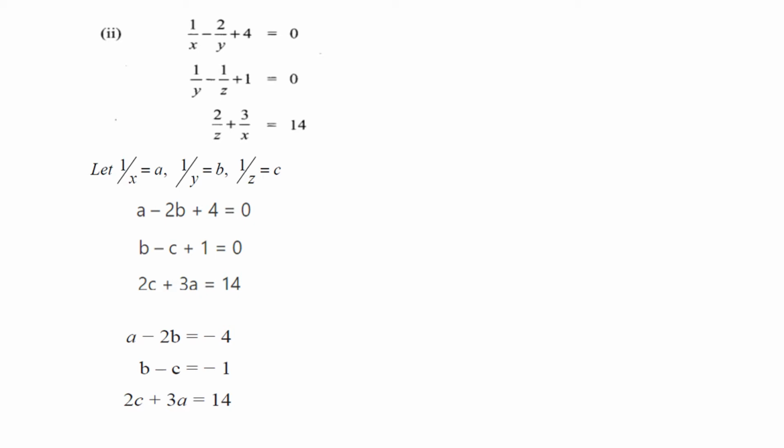So it will come that the first equation is a minus 2b plus 4 equal to 0. 1 by y means b, b minus c plus 1 equal to 0, and 2c plus 3a equal to 14. So next, here also we will change it. So a minus 2b equal to, the plus 4 will go to the right hand side, it will come minus 4. That is the first equation. And b minus c equal to minus 1, that is the second equation. And 2c plus 3a equal to 14, that is the third equation.